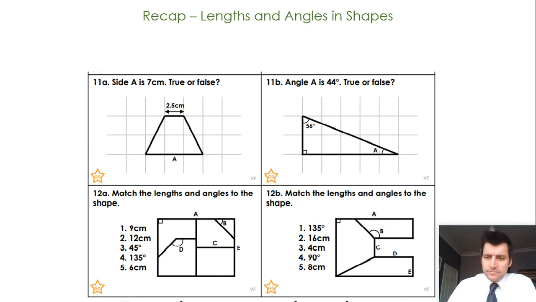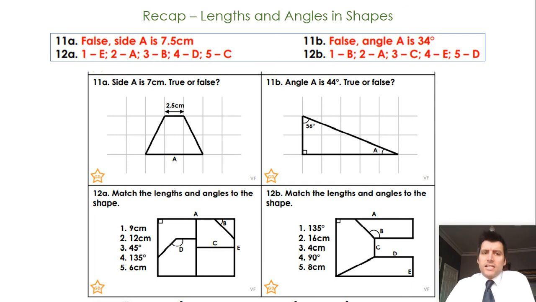Let's see how we've done. Okay, guys, 7.5 rather than 7 centimeters. 34, because 34 plus the 56 makes 90. 90 plus the right angle of 90 makes 180. We can see the values for E, A, B, D, and C for the other 2 questions. Well done for working through these.